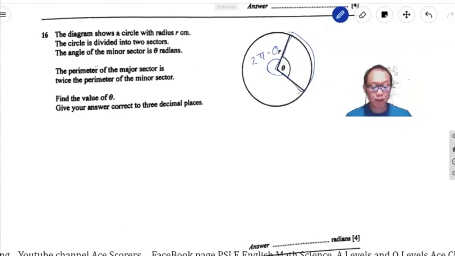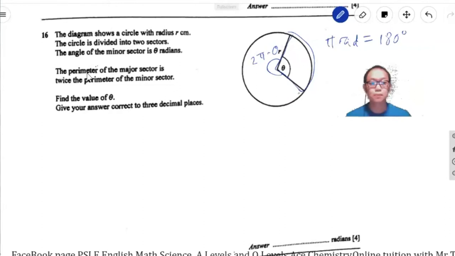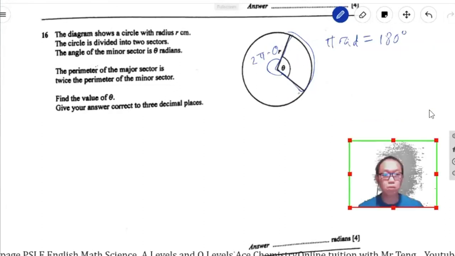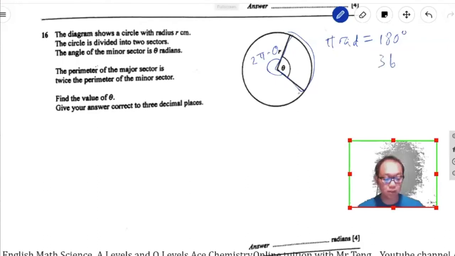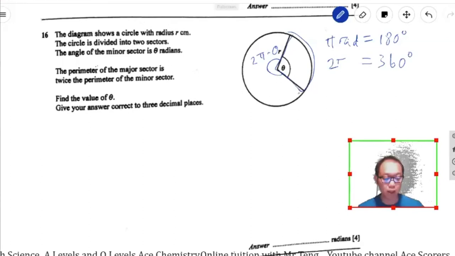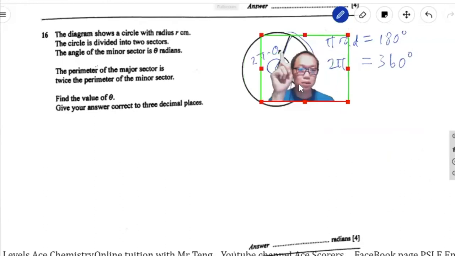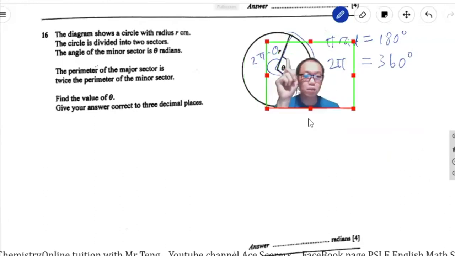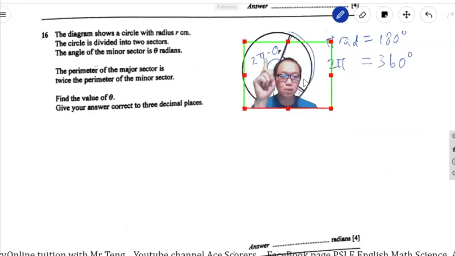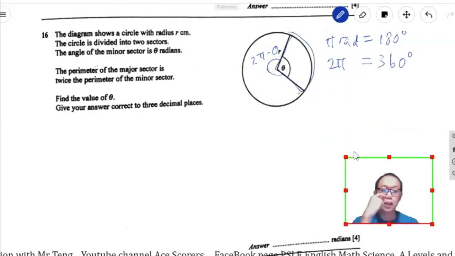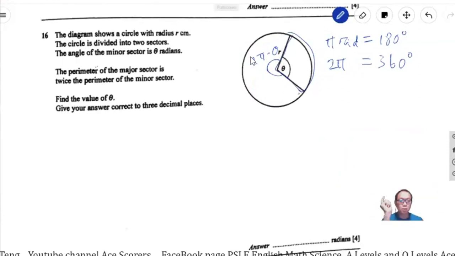Pi radian, you need to know the conversion, okay? Pi radian equals 180 degrees. So 360 degrees is equal to 2 pi. So if this side is theta, this side is 2 pi minus theta, because 2 pi is 360. That's the first thing you need to know: 2 pi is 360, pi radian equals 180. So you subtract, you get this.